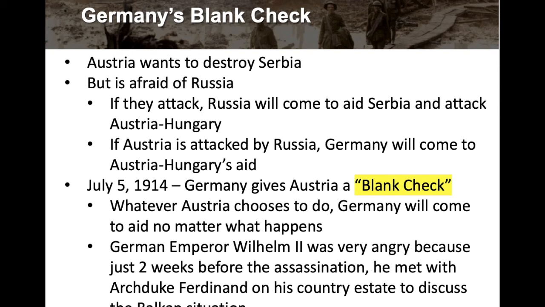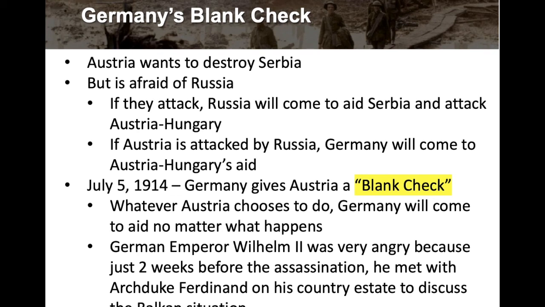If Austria is attacked by Russia, Germany would come to the aid of Austria-Hungary. So again, just sort through that in your mind. Austria wants to destroy Serbia, but is afraid of Russia. If they attack, Russia will come to the aid of Serbia and attack Austria-Hungary. If Austria is attacked by Russia, Germany will come to Austria-Hungary's aid. So that's the fear mindset that's going on.